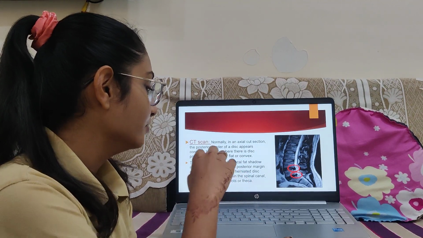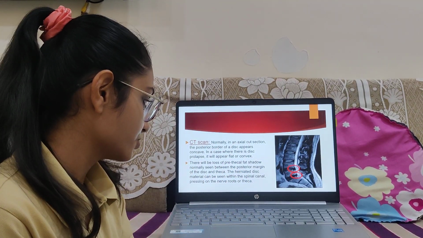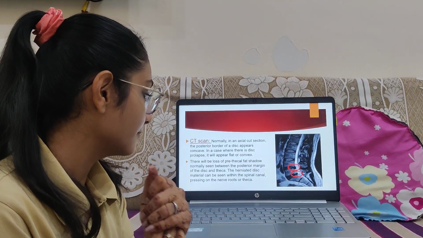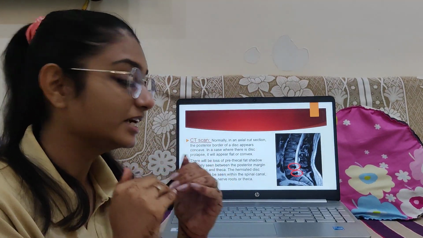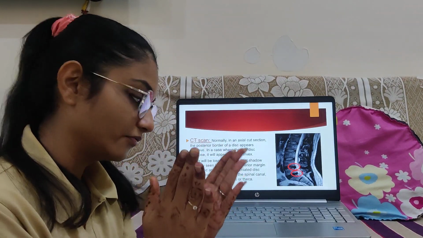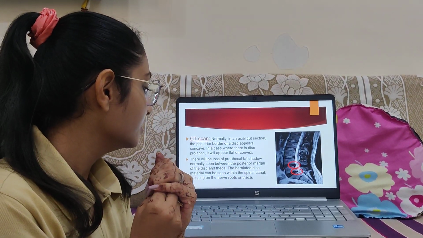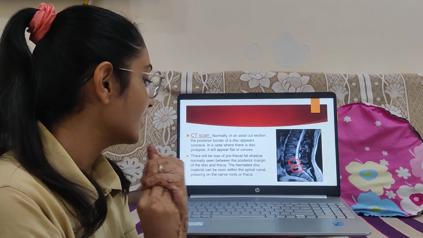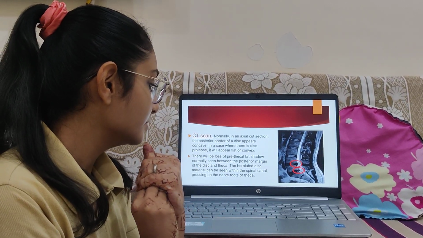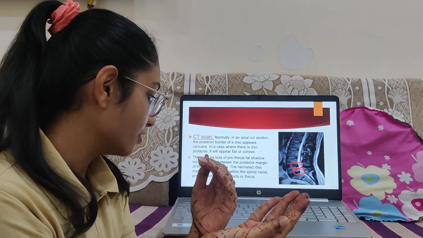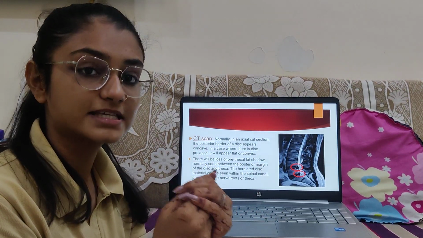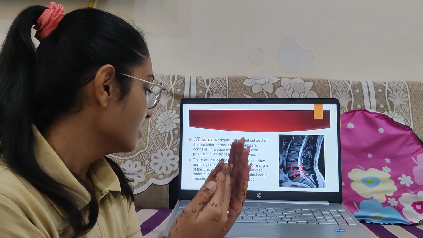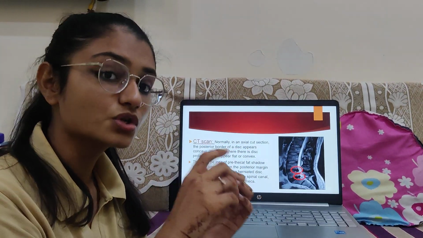Now, in CT scan, normally in an axial cut section, the posterior border of the disc appears concave. In case where there is a disc prolapse, it will appear flat or convex. There will be a loss of the prethecal fat shadow normally seen between the posterior margin of the disc and theca. The herniated disc material can be seen within the spinal canal pressing on the nerve roots or the theca.